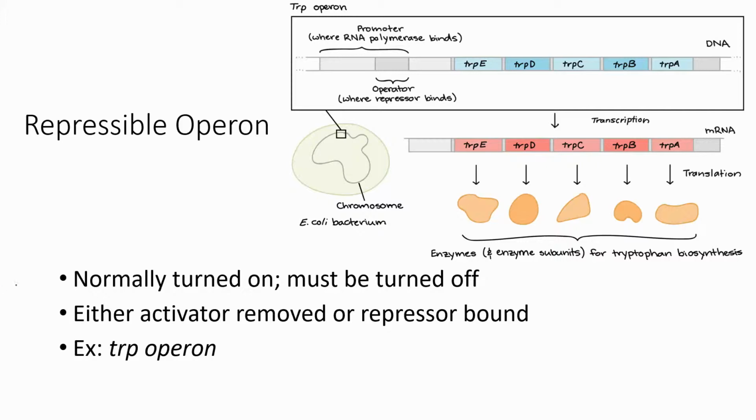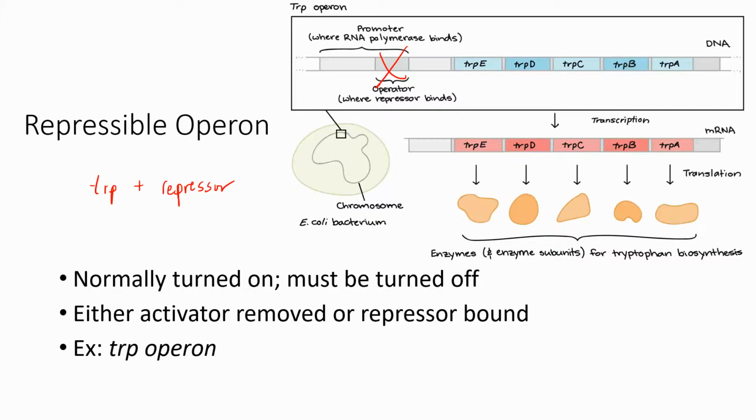However, you can have something like a co-repressor. So for example, tryptophan can bind to a repressor, and when that happens, it can block the transcription of these tryptophan producing genes.